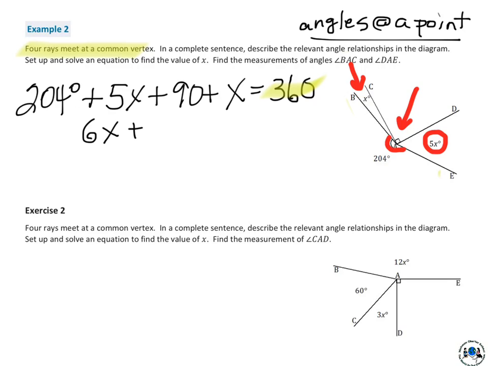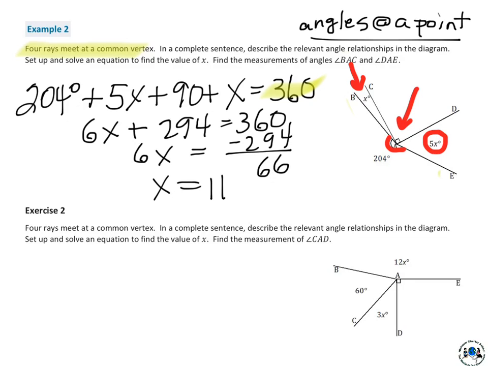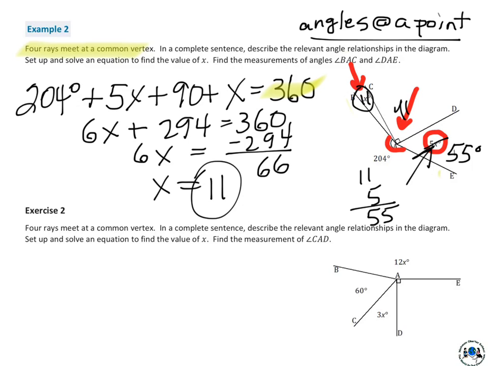Okay, and here we go. So we just combine like terms, subtract away that coefficient there, and we end up with x equals 11. So we have the answer to our x. We have our answer to this one right here. That's 11 degrees. But now we need to figure out that one. And all we need to do is multiply 5 times our x value, which is 11, and we get 55 degrees. So if we add 11 plus 90 plus 55 plus 204, we end up with 360.